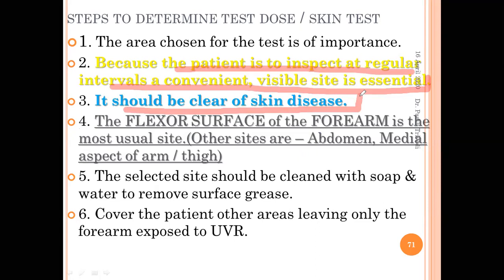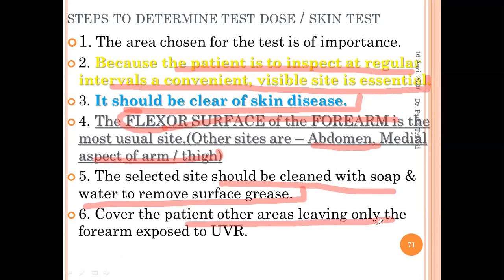we won't have an appropriate erythemal reaction. Okay. Third thing, where we can do it: the basic site is the flexor aspect of the forearm. If that site is not available, then the abdominal and medial aspect of the arm or thigh. So why the flexor aspect of the forearm? Because it is very easy to inspect at regular intervals. And what care should be taken after UVR? The patient is supposed to wear long sleeve clothes to avoid direct exposure to sunlight. The selected site should be cleaned with soap and water to remove surface grease. Yes, obvious.